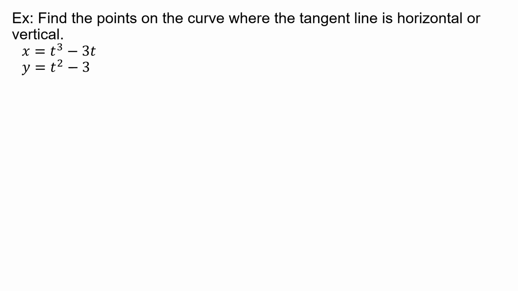Okay, let's find the points on the curve where the tangent line is horizontal or vertical. A tangent line is horizontal when you have a slope of 0. It'll be vertical when you have an undefined slope. So that's what we're going to start with. We have to find the slope. So your dy/dx is your derivative, dy/dt divided by dx/dt.